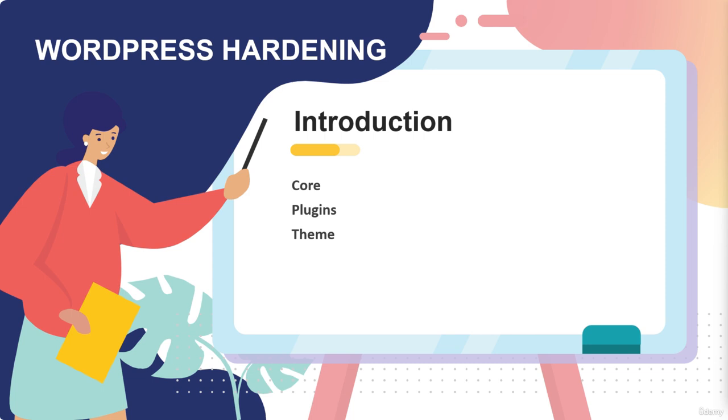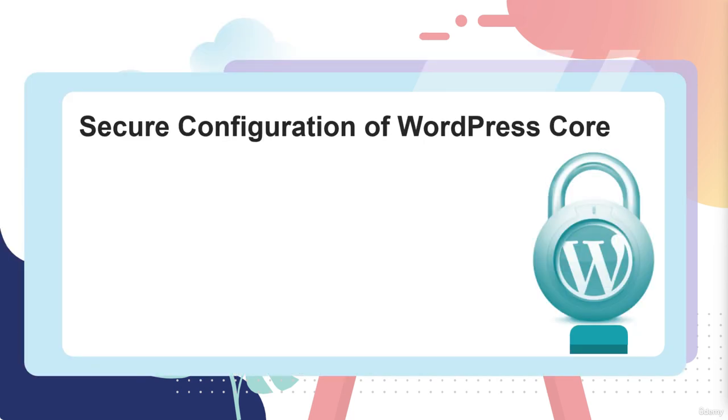First of all, secure configuration of WordPress core. Let's start with disabling directory browsing. We have to add a line in the .htaccess file, which is Options -Indexes. Now what is .htaccess? It's a short form of hypertext access, and it's a configuration file used by Apache based servers.